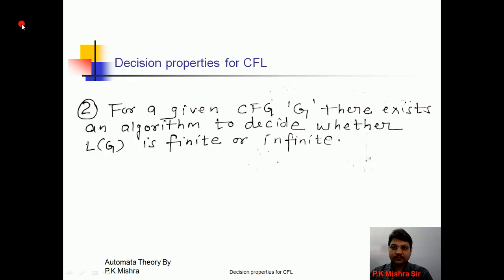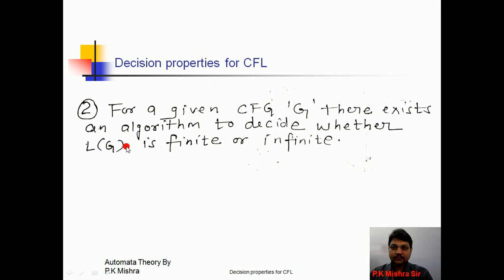Now see, the second property. What is the second property of the context free language? This is a theoretical concept. For a given context free grammar G, there exists an algorithm to decide whether the language of the grammar is finite or infinite. Now see, how can we say that the language of the grammar is finite or infinite? Finding out whether the language of the grammar is finite or non-finite, actually this is a problem.